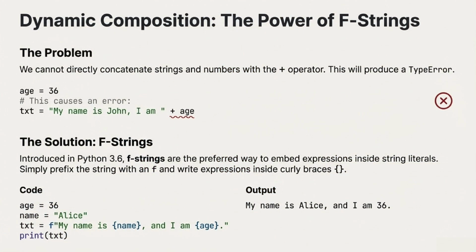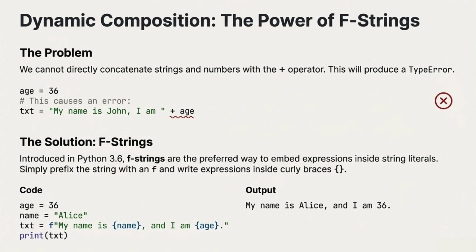To solve this issue, Python provides a powerful and clean feature called f-strings, which were introduced in Python 3.6. F-strings allow us to embed variables and expressions directly inside a string. By simply prefixing the string with the letter F and placing variables inside curly braces, Python automatically converts and inserts their values into the text.